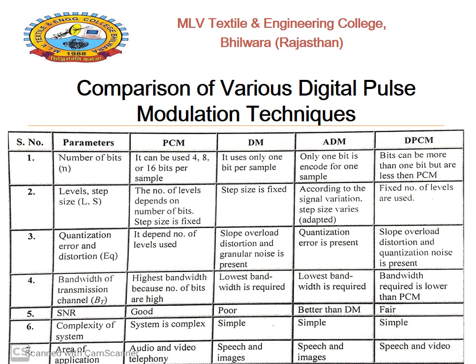The next parameter is SNR. In case of PCM, it is good. DM is poor. ADM is better as compared to the delta modulator. And DPCM is fair. The next parameter is complexity of the system. In case of PCM, the system is complex. In case of DM it is simple, ADM is simple, and DPCM is simple.